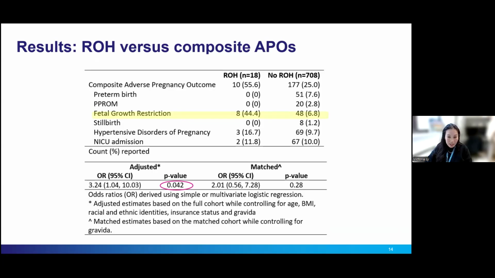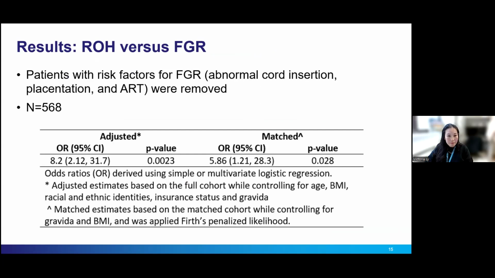Visually, you can see that there is a stark difference in the fetal growth restriction between the ROH group and the non-ROH group. In fact, when ROH were evaluated as independent risk factors for each specific outcome, their presence was associated with an 8.2-fold increase in the odds of fetal growth restriction, which remains significant in the matched analysis. To further strengthen the findings, pregnancies with known risk factors for fetal growth restriction, including but not limited to placental abnormalities and assisted reproductive technology, were excluded from the analysis.